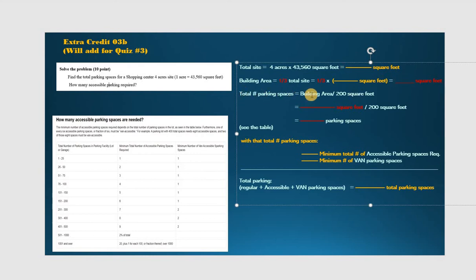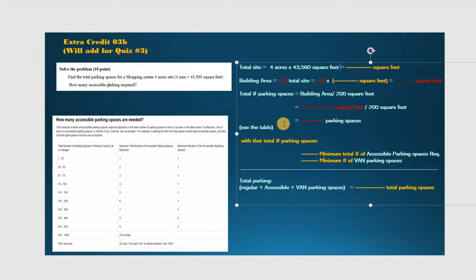I give you the guideline. You take the building area right here and divide by 200, because 200 square feet is the area for one parking space. You take the building's square feet, put it right there, and divide by 200. So you get the number, divide by this one, and you get how many parking spaces. And this one is just the regular parking only.